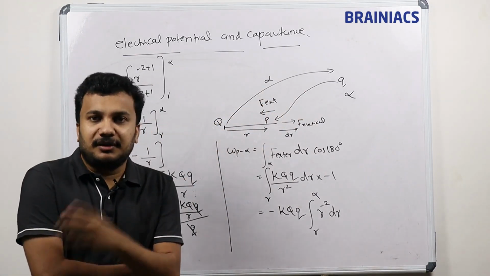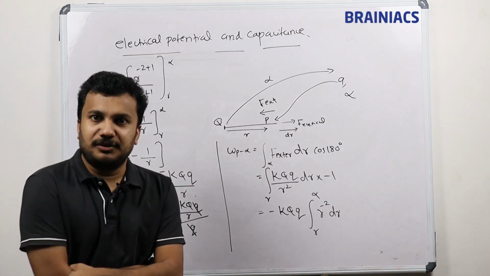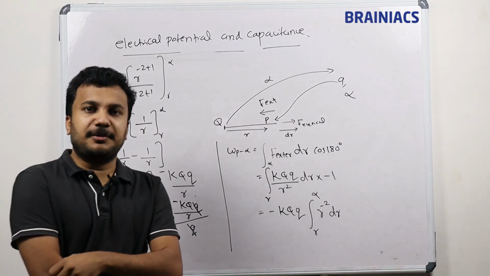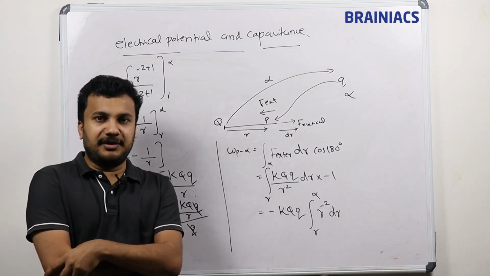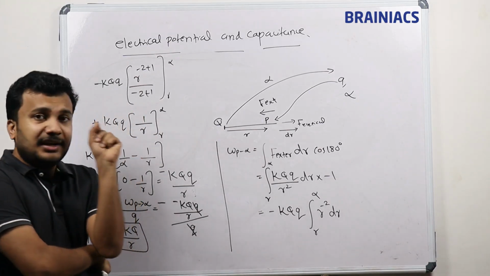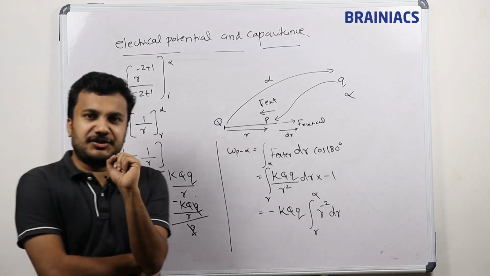Previously we have seen the potential difference: V A minus V B is equal to the work done from B to A. In your notebook, you can write W B to A divided by Q. So electrical potential difference means between two points.